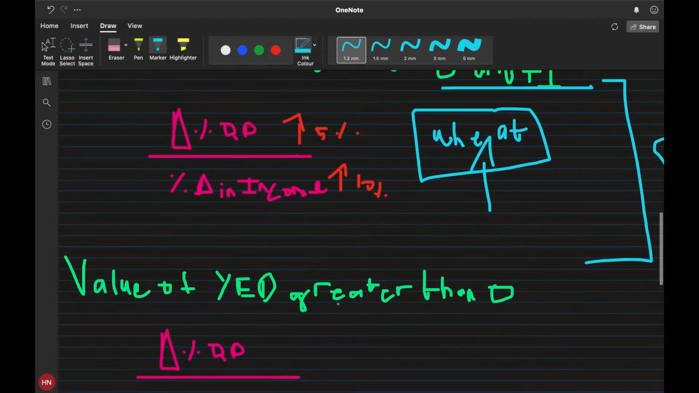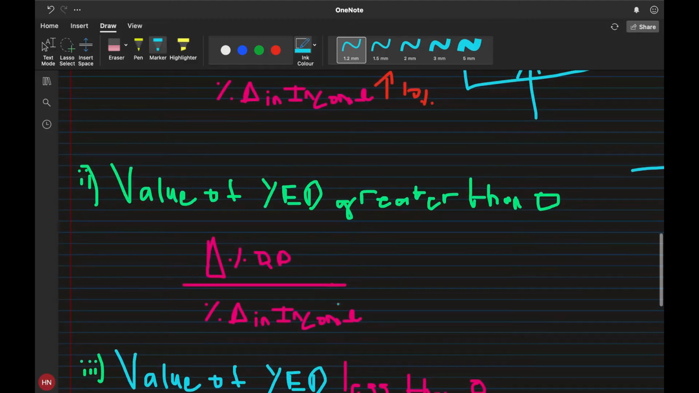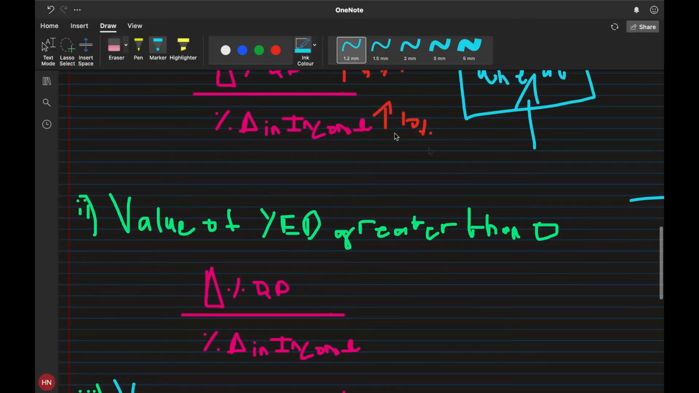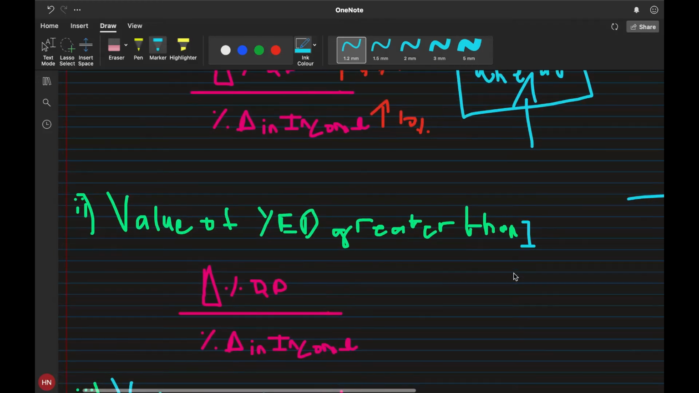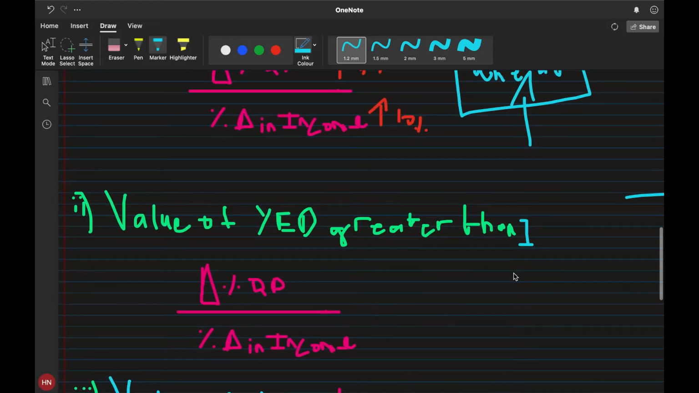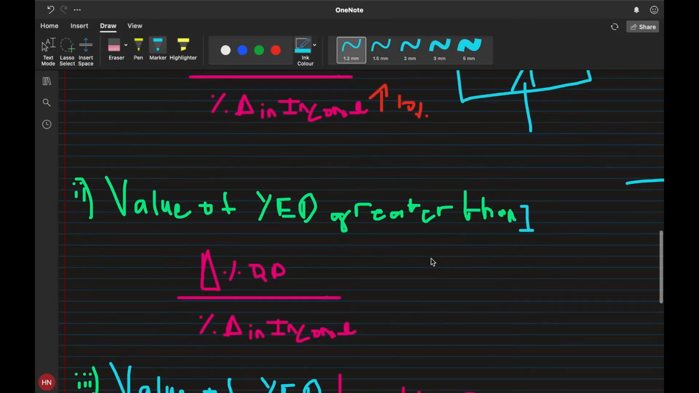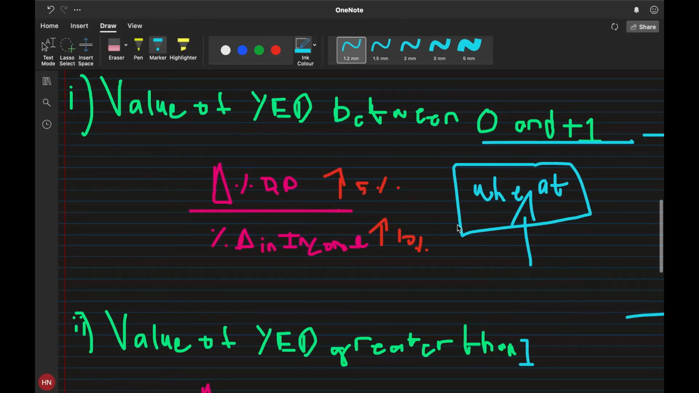And then the next one is a value greater than 1. Sorry, I'm just going to change this part here. So when the value is greater than 1, it's basically classified as income elastic. So the demand is income elastic as compared to being income inelastic in the first case.